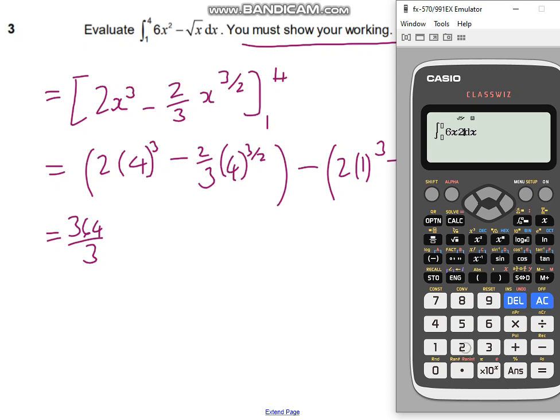x squared minus root x, and we need to put our limits in, so just tapping the right arrow will bring us to our lower limit, which is going to be 1. Tap the right arrow again, upper limit is going to be 4, and there we go, 364 over 3. So do use the calculator to check, even though we were told that we couldn't use it for the answer.